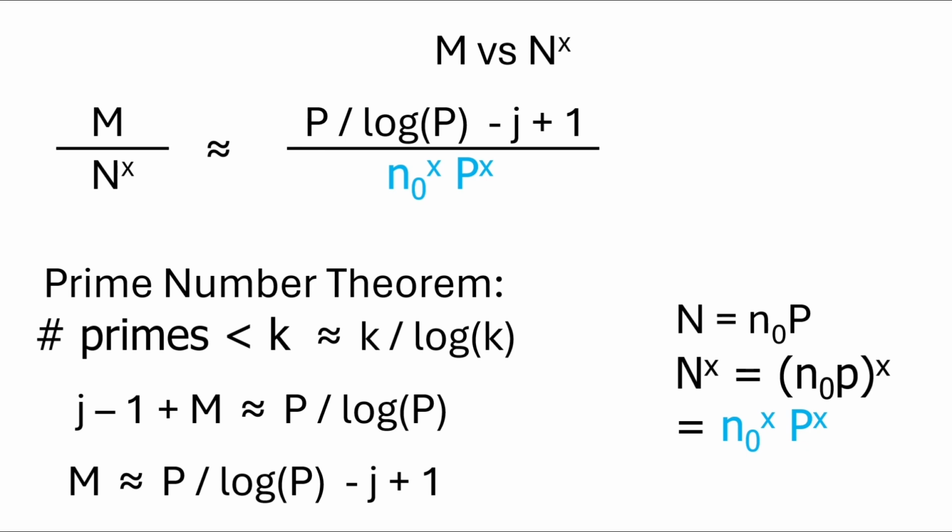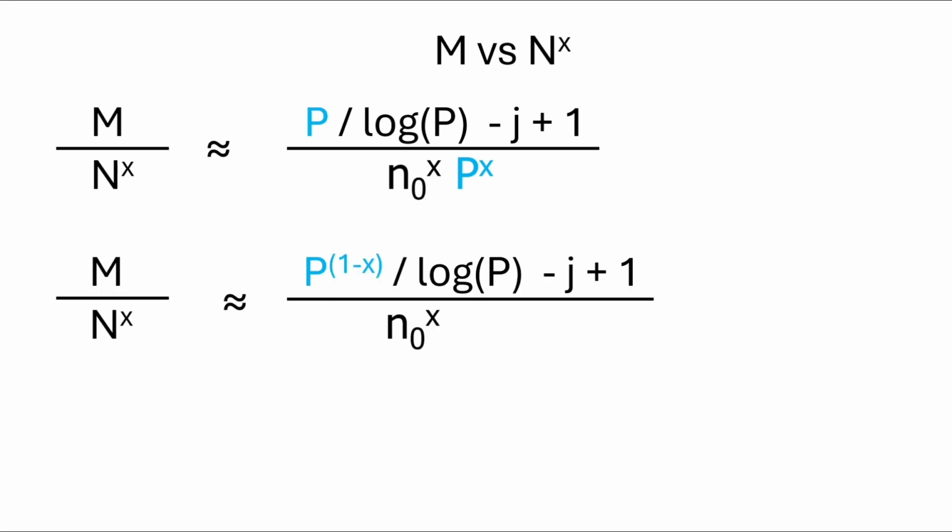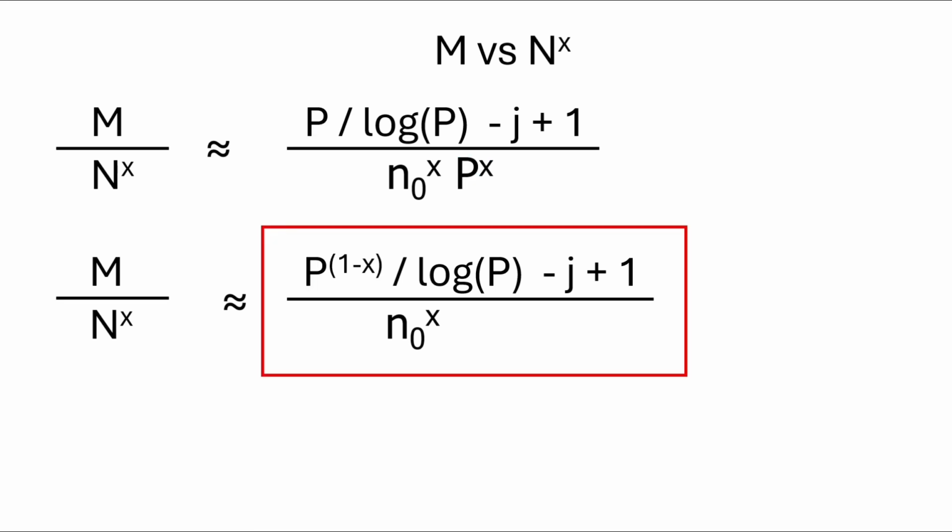Well, okay, I see one piece of algebra that we can do now, and that's to combine the powers of p, right? So let's rewrite this with p to the 1 minus x power in the numerator. So now we've transformed our ratio that we want to be greater than 1. What kind of conclusions can we draw about this?